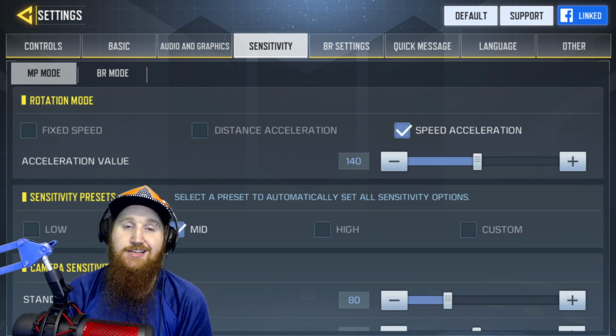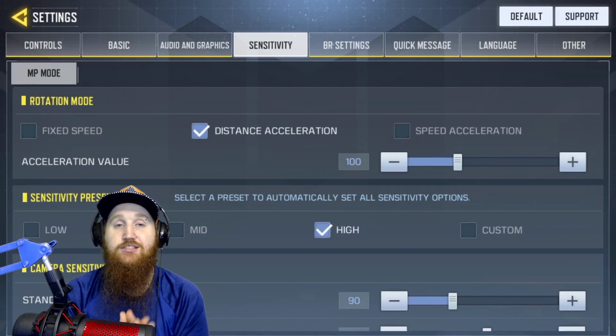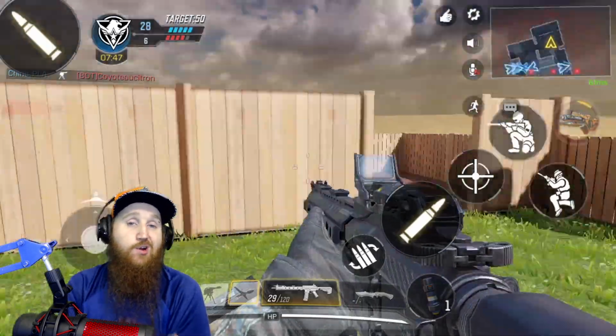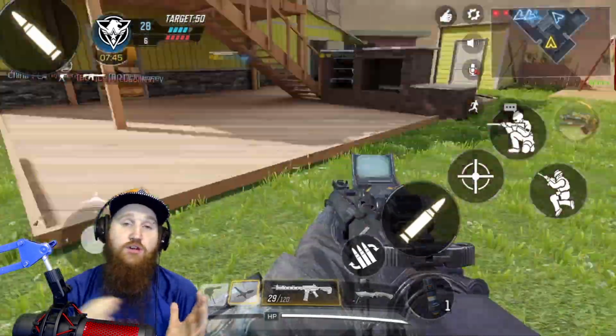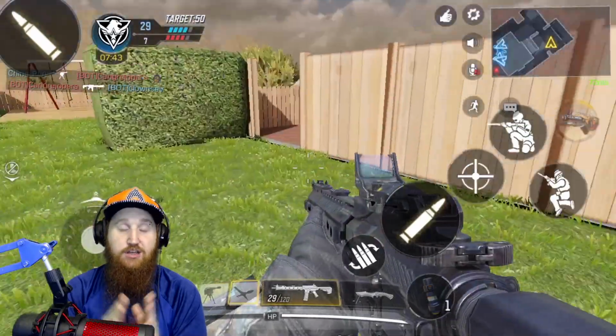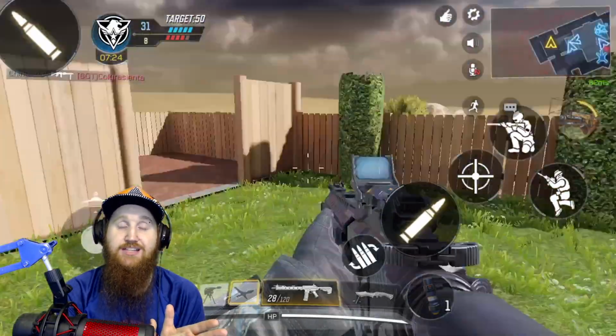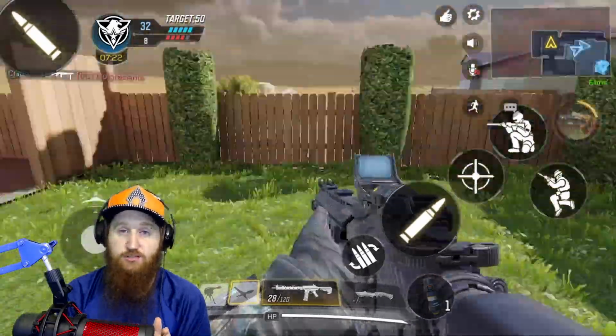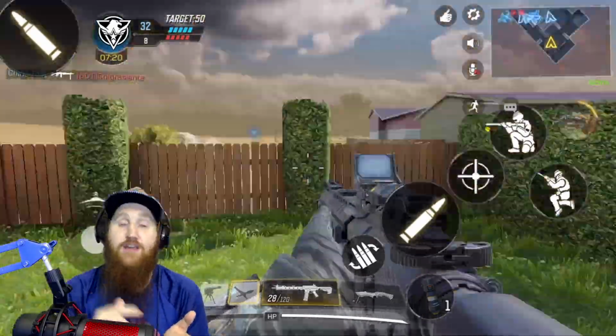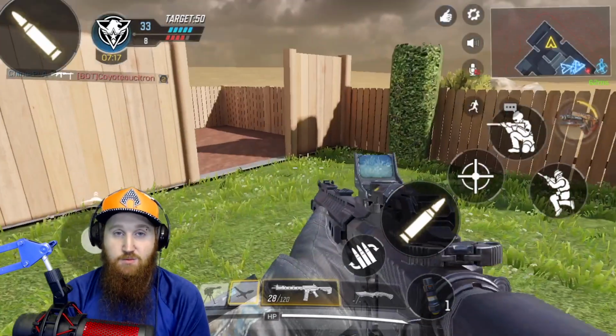First place we need to start is distance acceleration. This correlates to how far you move your finger across the screen. The farther you move it across the screen, the greater the acceleration you're going to have. Speed acceleration is similar to distance, but it's more how fast you move your finger across the screen. So the faster you move your finger, the faster it's going to start panning the camera.